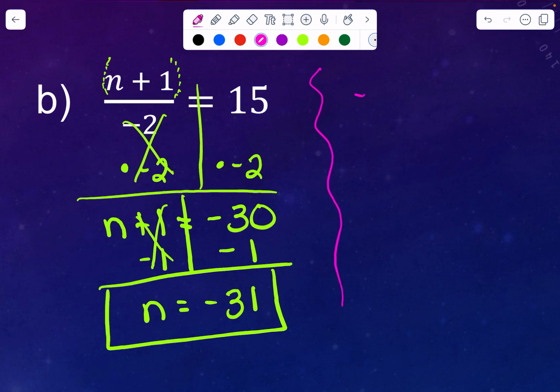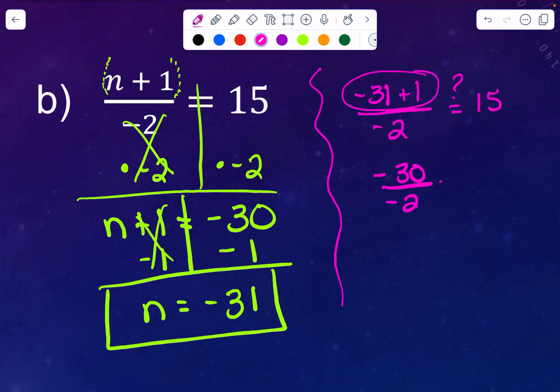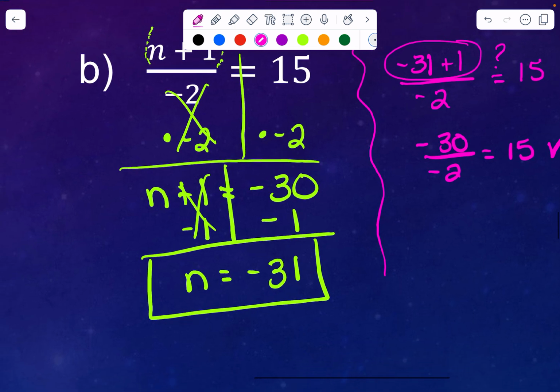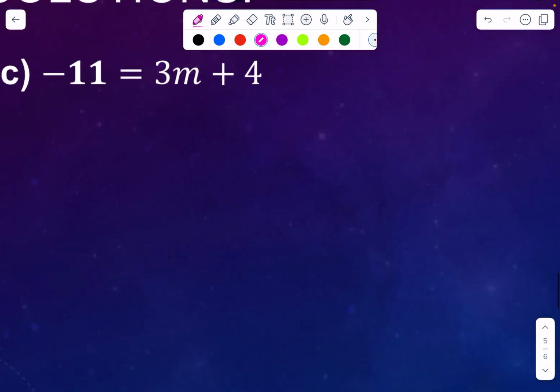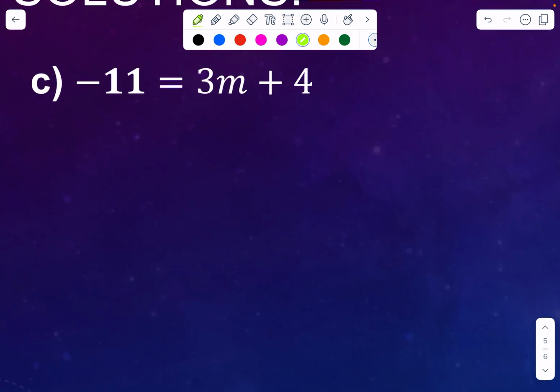Again, you can check it. You could literally just go negative 31 plus 1 divided by negative 2. Does it equal 15? If we do that top part there, the numerator, we would get negative 30. And negative 30 divided by negative 2 is a positive 15, which is what we wanted. So that's the process on those types of problems. Okay, let's try C here. So if I look at C, I'm going to start off.